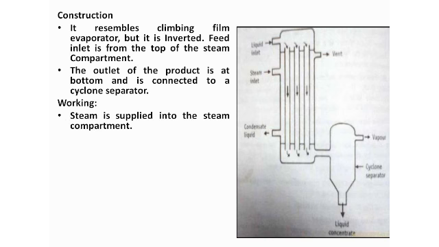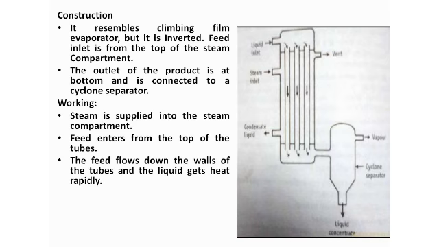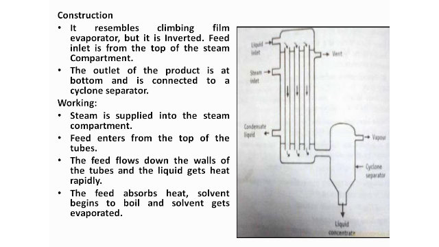Now how it works: the steam is supplied into the steam compartment here to heat the tubes, right. That is the first step. The second step is that the feed enters from the top of the tube here. Whatever liquid you want to heat has to be entered via this liquid inlet. The feed flows down the wall of the tubes. You just see the arrow, the feed will flow through these tubes, and it gets heated rapidly. The feed absorbs the heat, the solvent begins to boil, and the solvent gets evaporated, right.